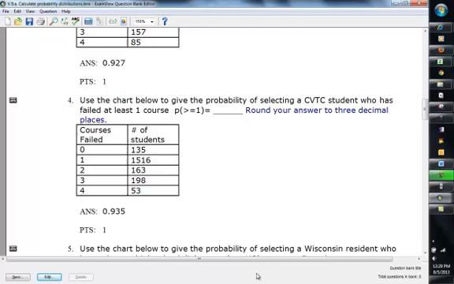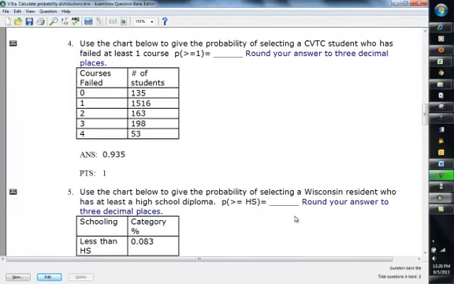Okay, probability of selecting a student who has failed at least 1 course. So since they could have failed 2, 3, or 4 courses, let's take the ones that have failed 0 courses and subtract that from the total.